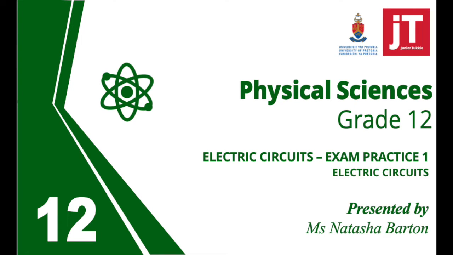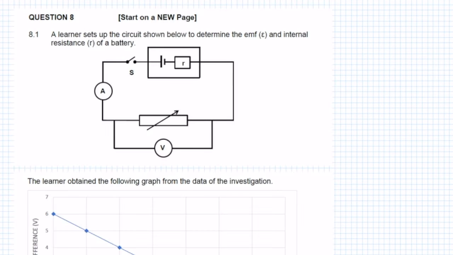Hello grade 12s and welcome to this exam practice video on electric circuits. This question says, a learner sets up the circuit shown below to determine the EMF and the internal resistance of a battery. So we see in the circuit a battery with internal resistance.